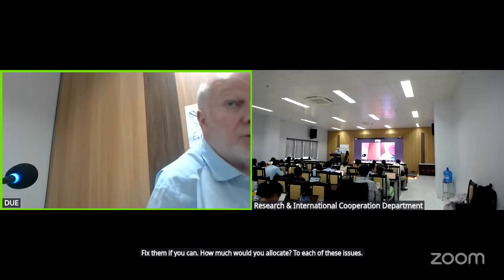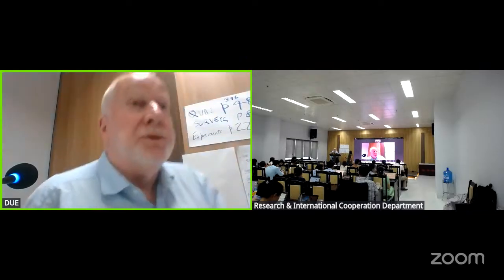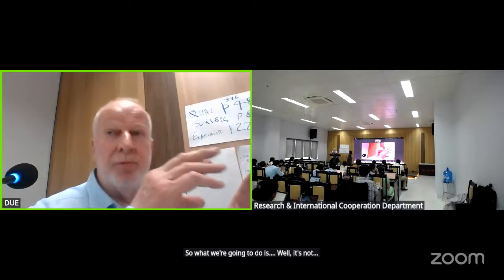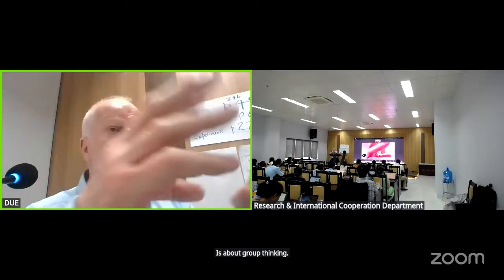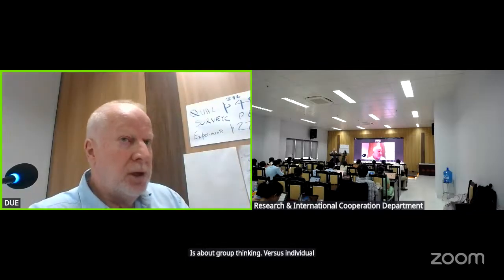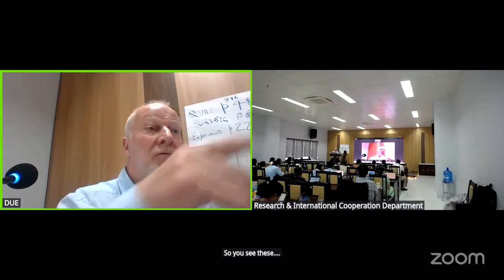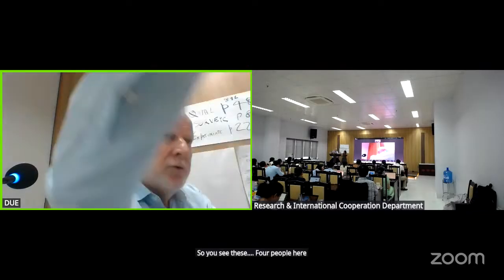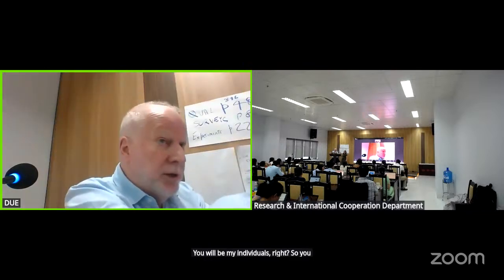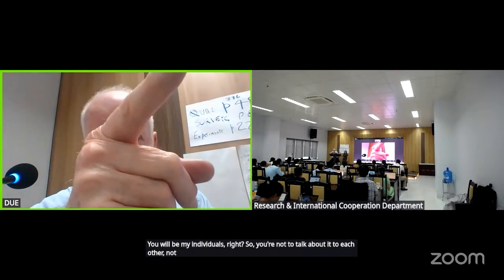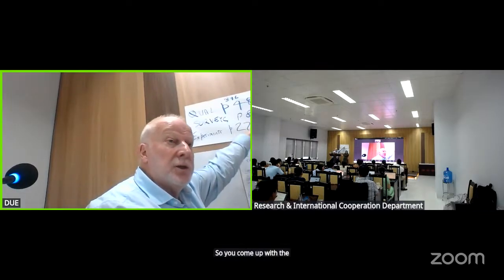What we're going to do is, well, this experiment is about group thinking versus individual thinking. You see these four people here. You will be my individuals, right? So you're not to talk about it to each other, not to look over each other's shoulders. So you come up with the issues you think affect it.